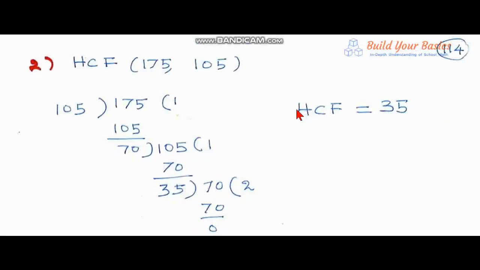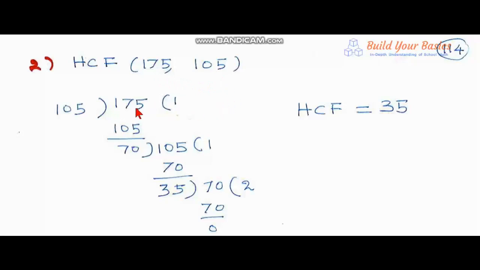Calculate the following: capacity of a can, number of cans of cow's milk, number of cans of buffalo's milk. Now in this problem we have to find the HCF of 175 and 105. HCF we have to find.